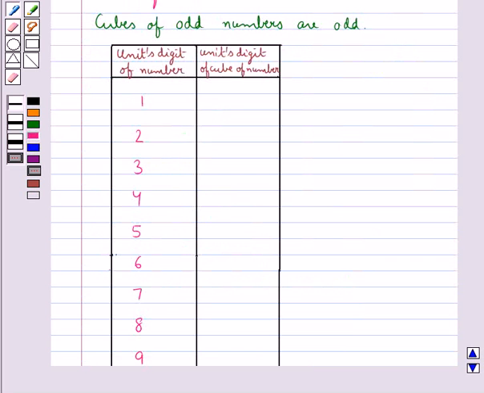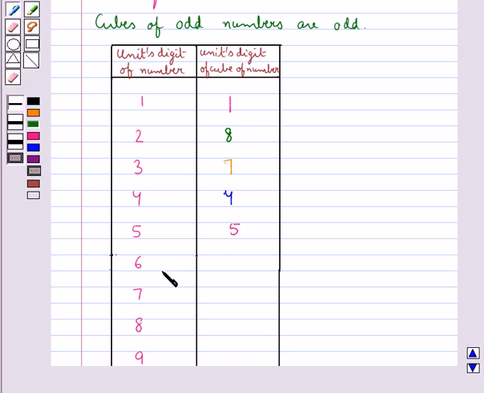Consider this table. If the units digit of a number is 1, then the units digit of the cube of the number would also be 1. If the units digit of a number is 2, then the units digit of the cube of the number would be 8. Then units digit of a number is 3, then the units digit of the cube of the number would be 7. Units digit of a number is 4, then the units digit of the cube of the number would also be 4. If the units digit of a number is 5, then the units digit of the cube of the number would be 5.